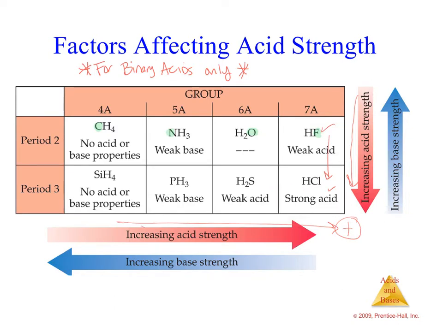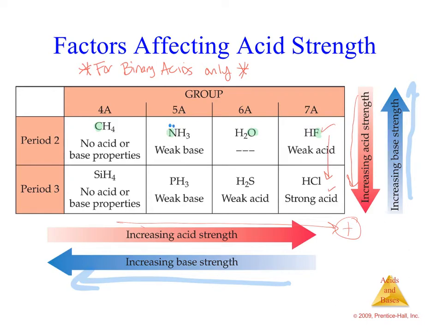And we can also look at the base trend, which is the opposite. So base trend increases up and to the left. So for example, NH3 I know is a weak base. PH3 is also a weak base, but because base strength increases up, NH3 is a stronger weak base than PH3. I know that they're both bases because NH3 has, right, a lone pair.